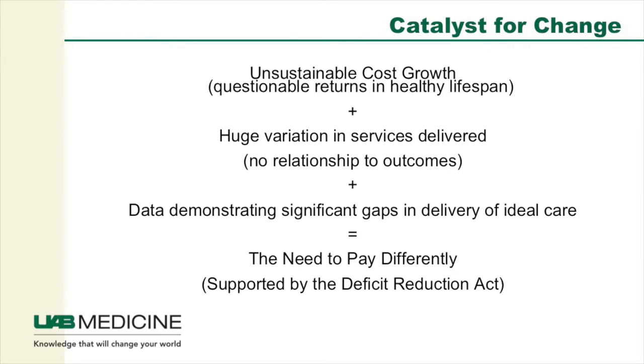But bottom line is that if we risk adjust everybody the same, we still have high variation in the outcomes of the patients that we take care of. We have data that demonstrates that there are significant gaps in the delivery of ideal care. And what does that mean? It means that the health economists see this, we've got to find a way to pay people differently, to incentivize them to be involved in the total care of the patient.